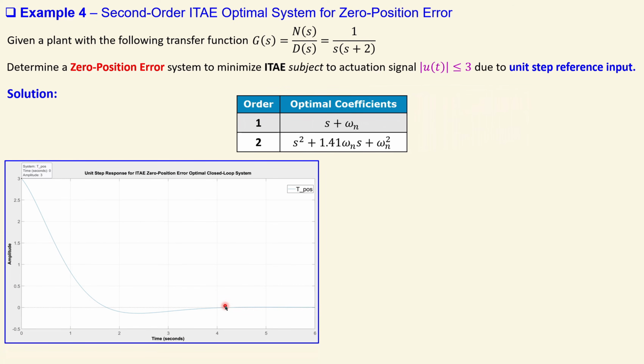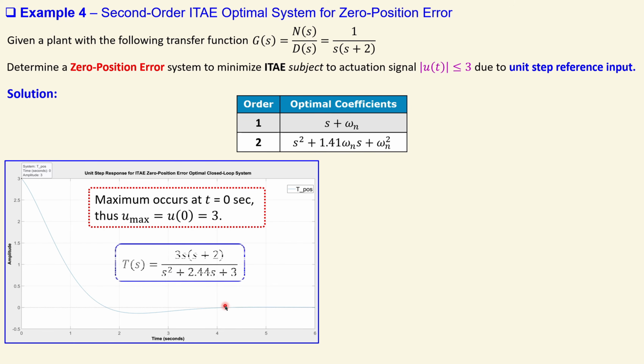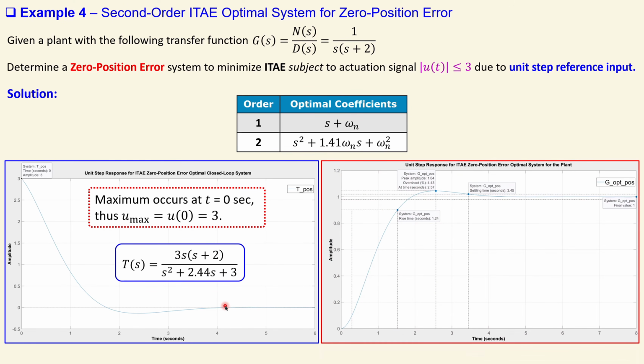Okay, that's for this example for that specific error, but you can also look at the closed loop transfer function. This is the error. We know it has this value, and this is the closed loop transfer function. And this is now only the plant, which is our optimal system, specifically for the position. You can see it will have a final value of 1. And I've also shown some specifications like overshoot, settling time, and rise time. So rise time is 1.24 seconds.